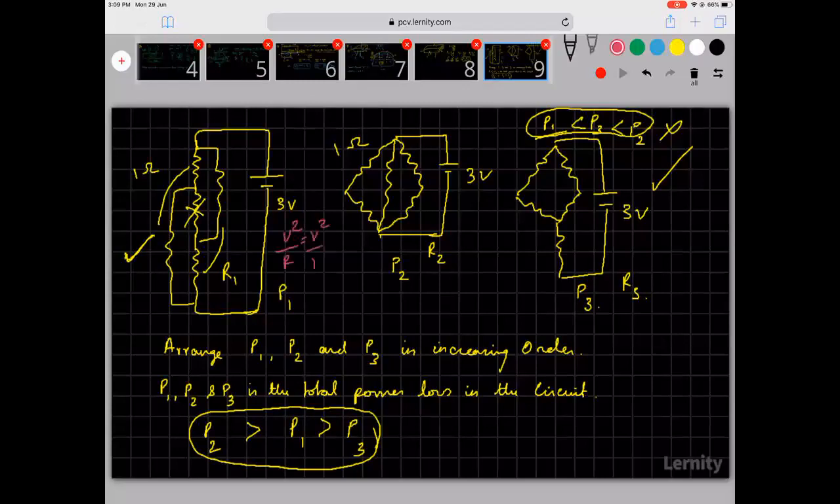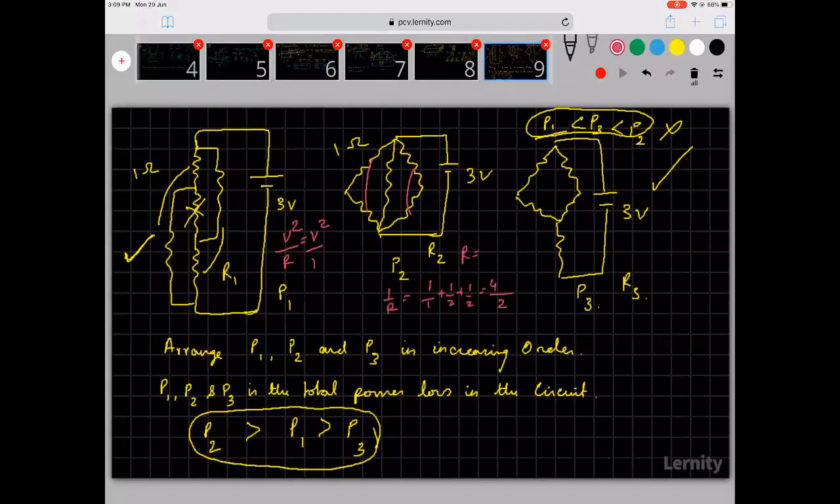Now this is 1, this is 2, so all these three are in parallel. So you have 1 by R equal to 1 by 1 plus 1 by 2 plus 1 by 2. The LCM is 2, so you have 2 plus 1 plus 1, 4 by 2. So R will become equal to 1 by 2, so it will become V squared by 1 by 2.